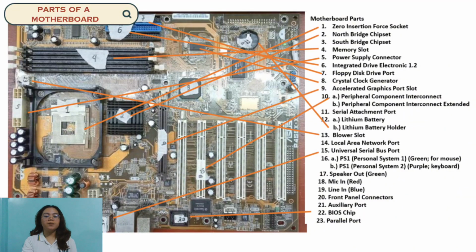Next is the floppy disk drive port. It was used primarily for data storage, transfer, software installation, and as bootable media in computers before more advanced storage technologies became prevalent. Next is the crystal clock generator.